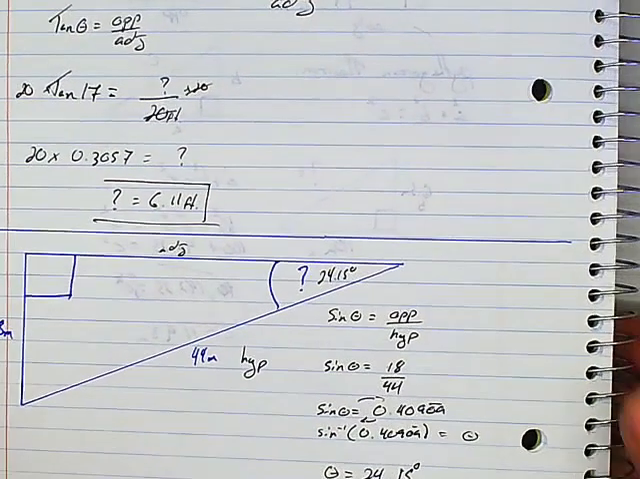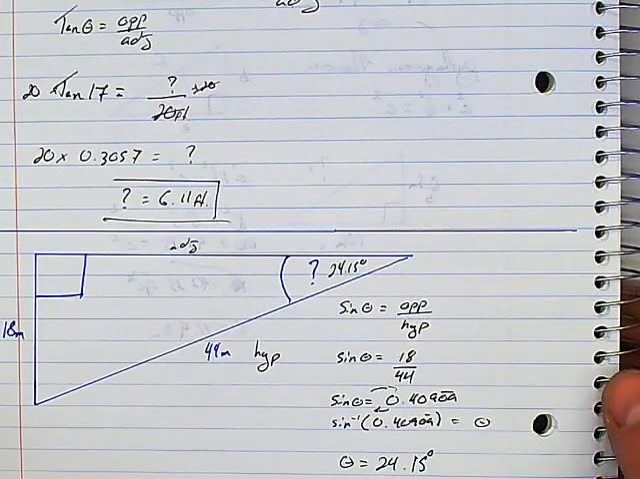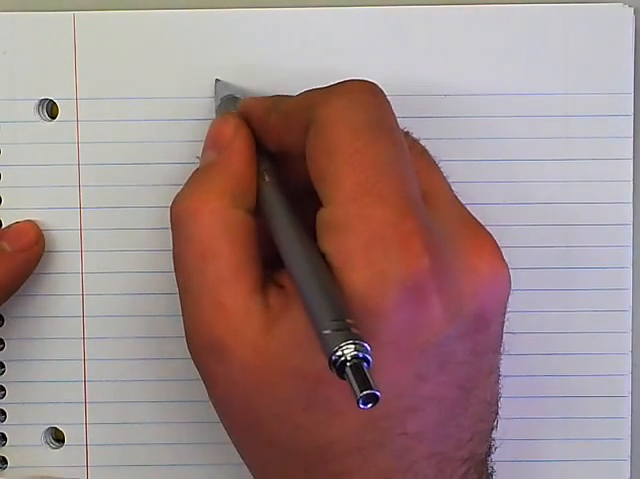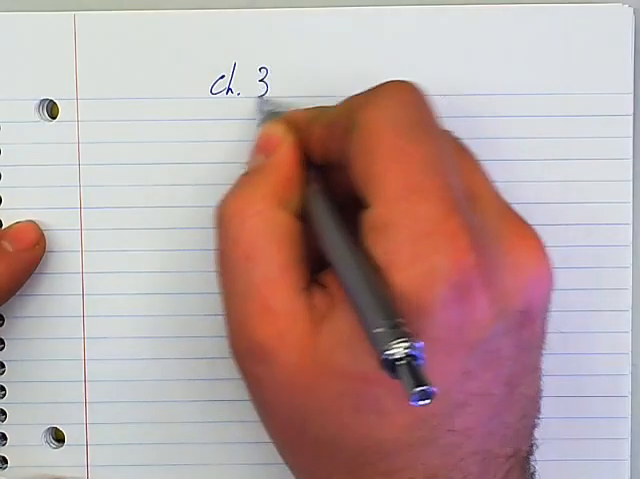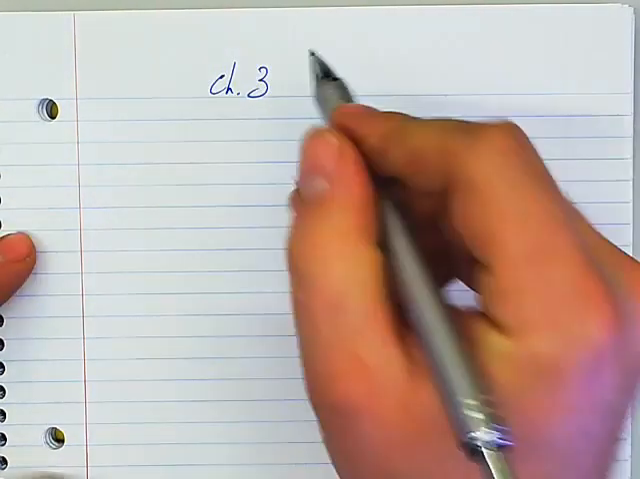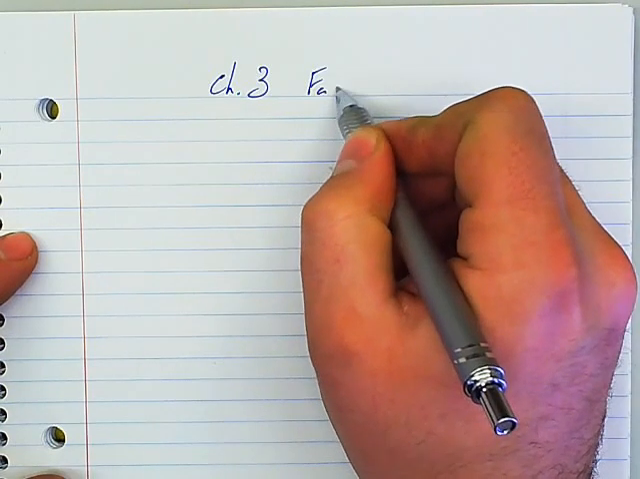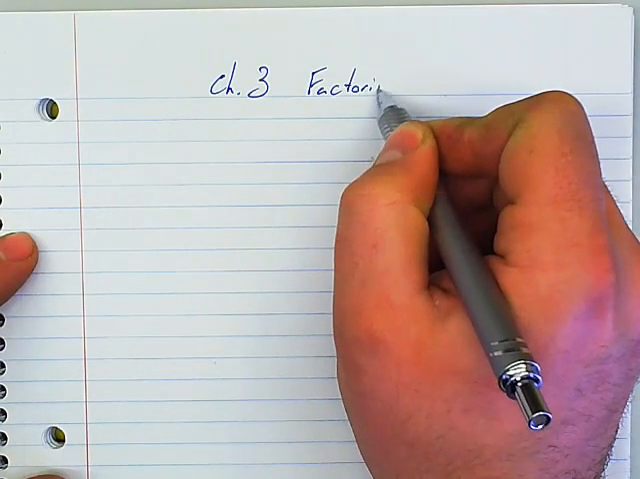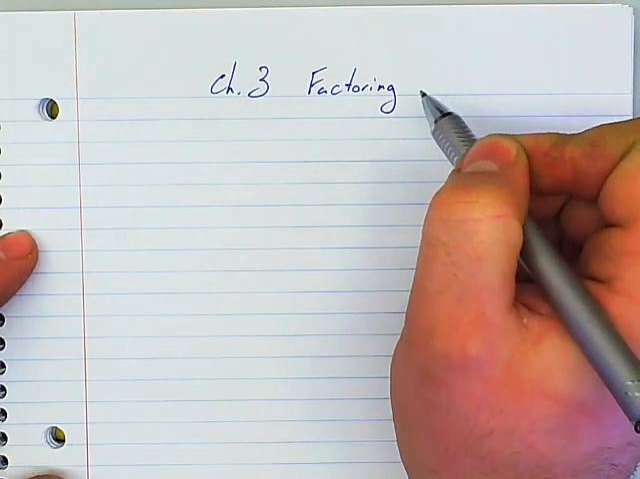Okay, chapter 3, factoring. Your guys' favorite. Go write this down. Factoring. Might need to go a little bit slower to understand. Well, we'll see how slow I can go.